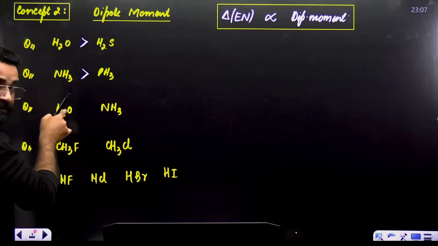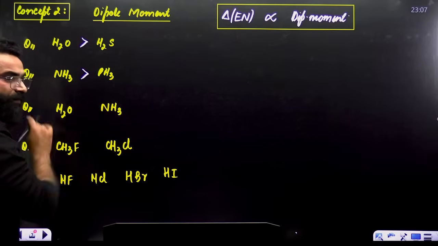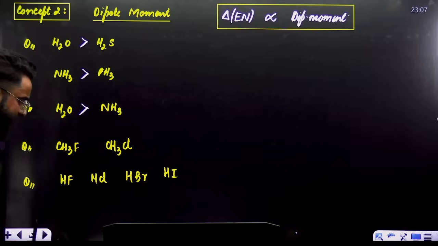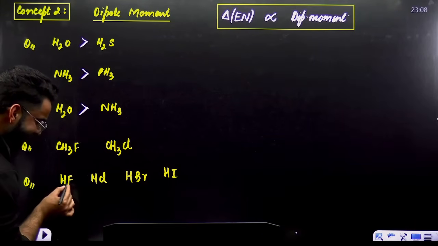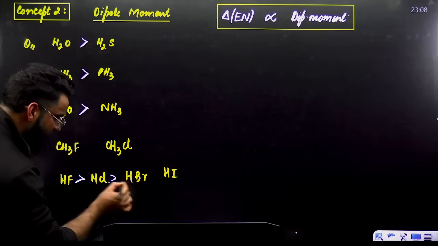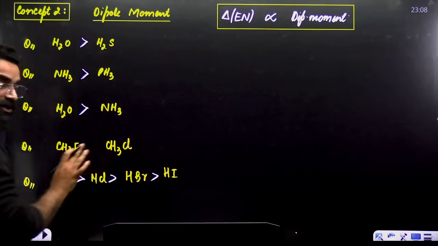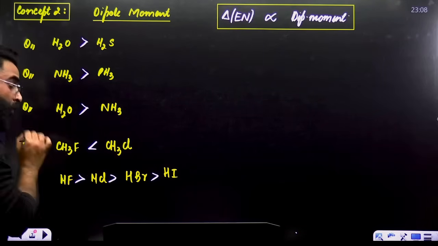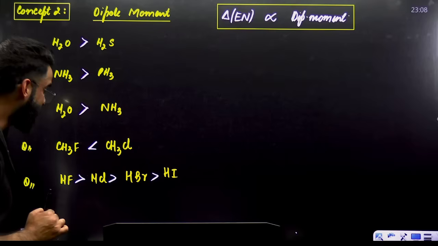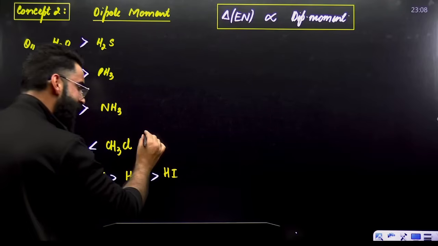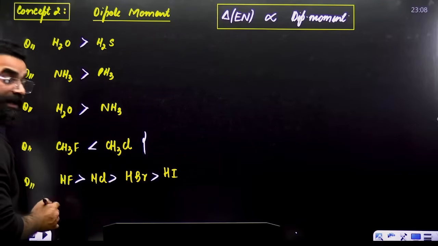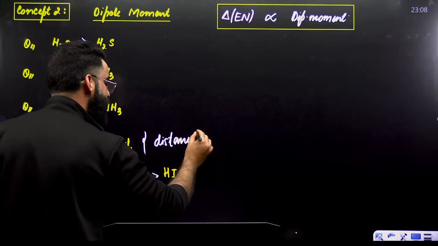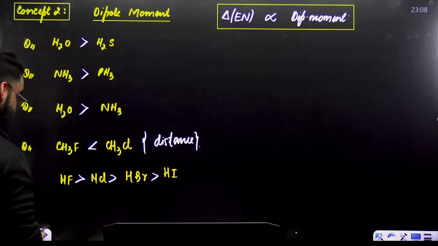Similarly, OH and NH. In case of OH, I would say the electronegativity difference is more, so the dipole moment is more, right? Similarly, in the last case, the electronegativity difference is more, so the dipole moment is more. Perfect. Now, this is the case which I have to remember. In this particular case, remember CH3Cl has more dipole moment than CH3F. And here, it is not because of the electronegativity difference, it is because of the distance factor. So you can remember it directly. Perfect. So this was our concept number 2.